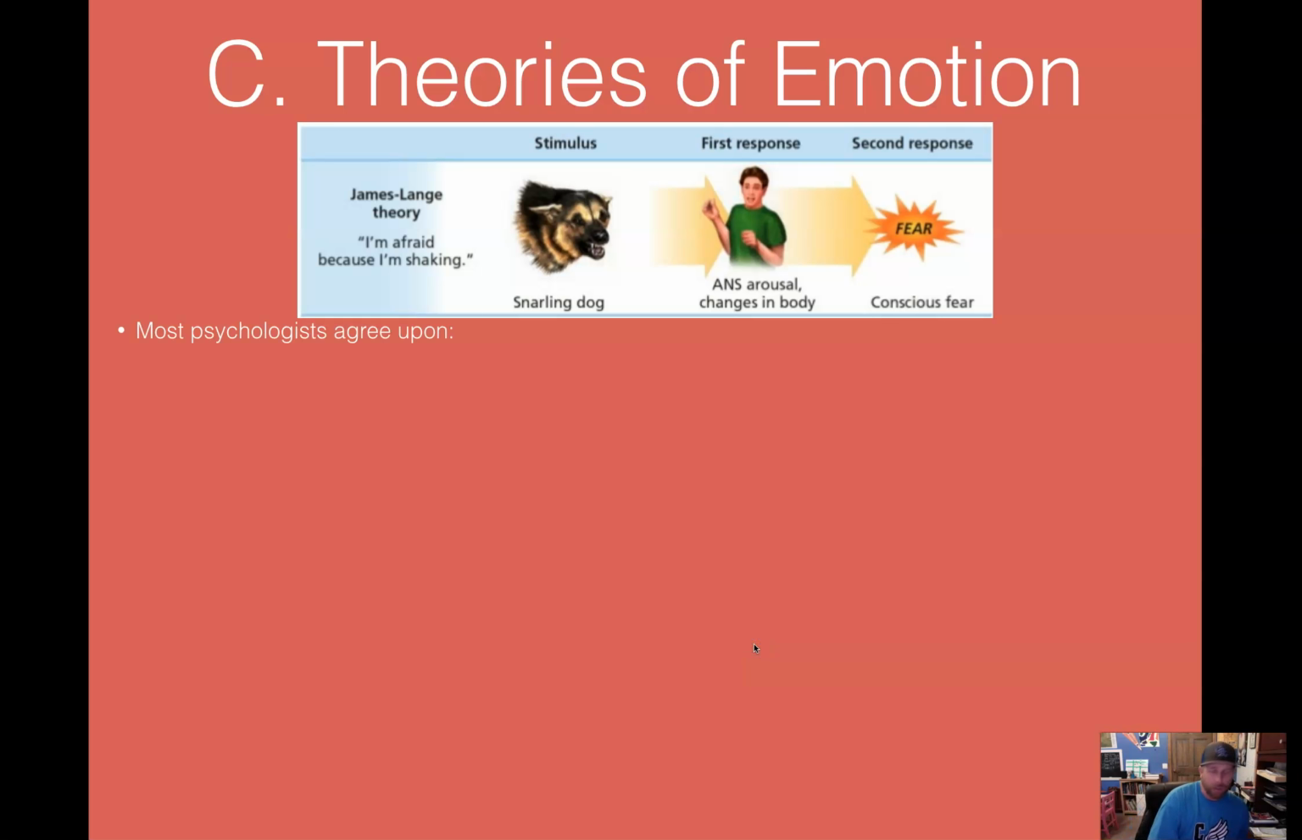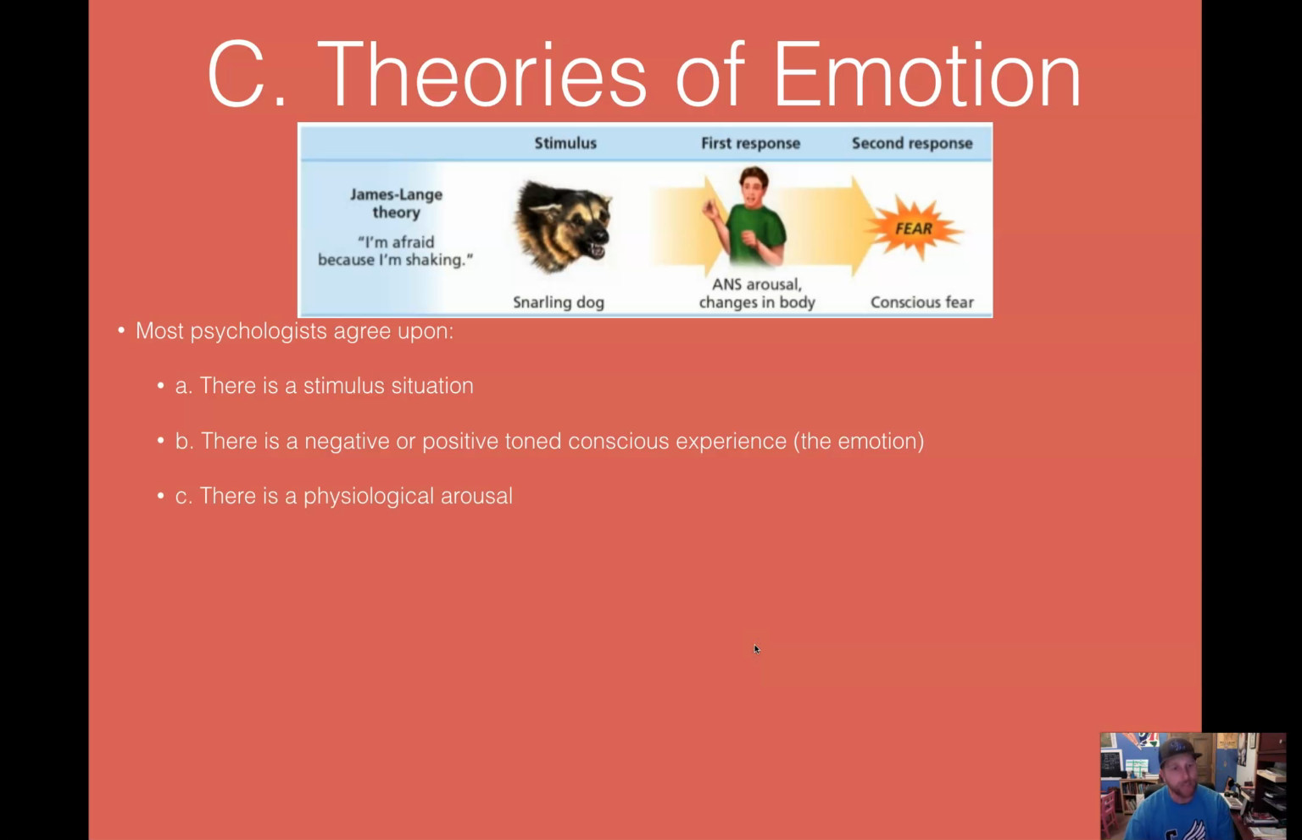So the theories. Most psychologists agree upon that 1, there's a stimulus. There's something that happens that causes emotion. 2, there's a negative or positive tone conscious experience. There's the emotion. And then 3, there's the physiological arousal. So then the order of things that happens and how they're connected is really the theories of emotion. And then there's a related behavior or social cultural response to it.